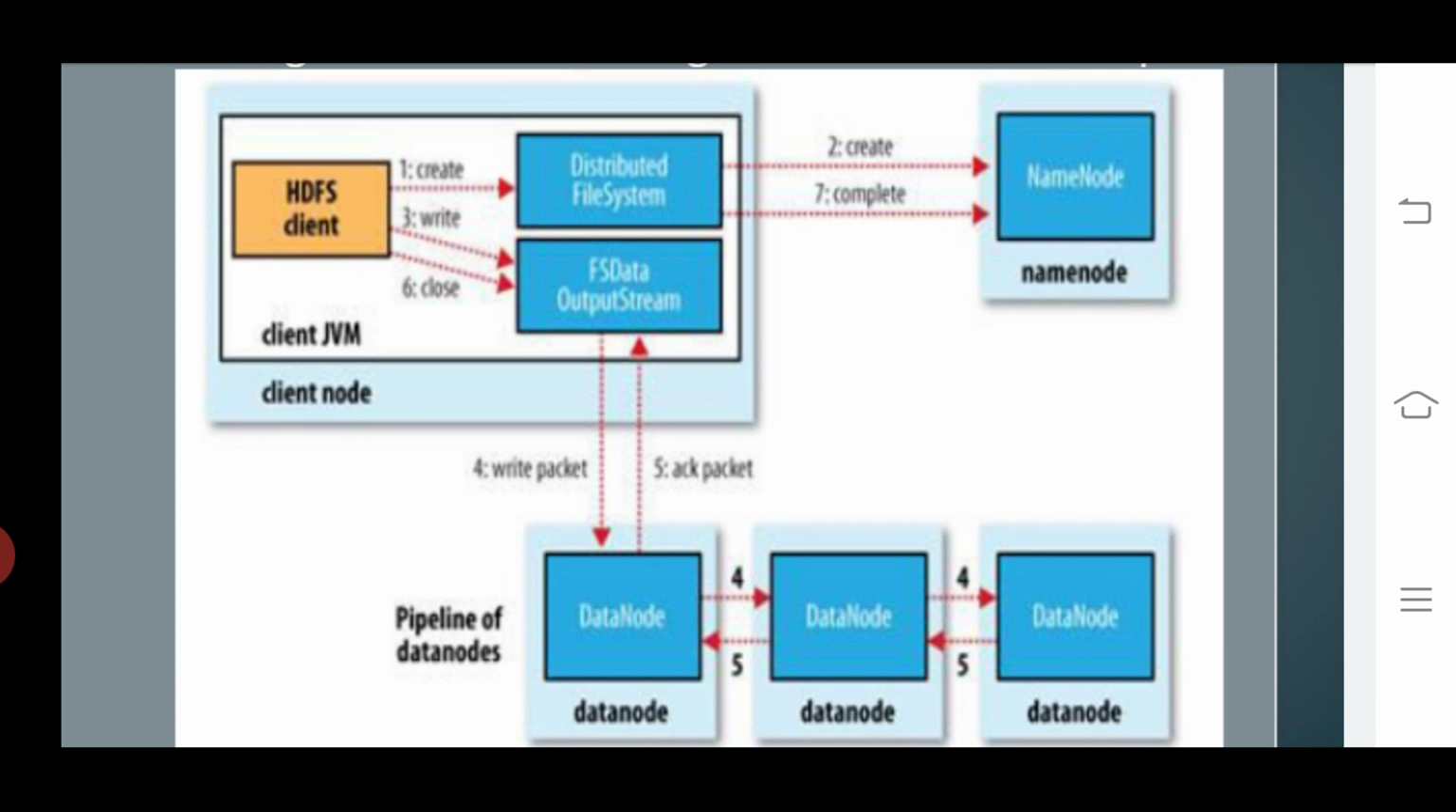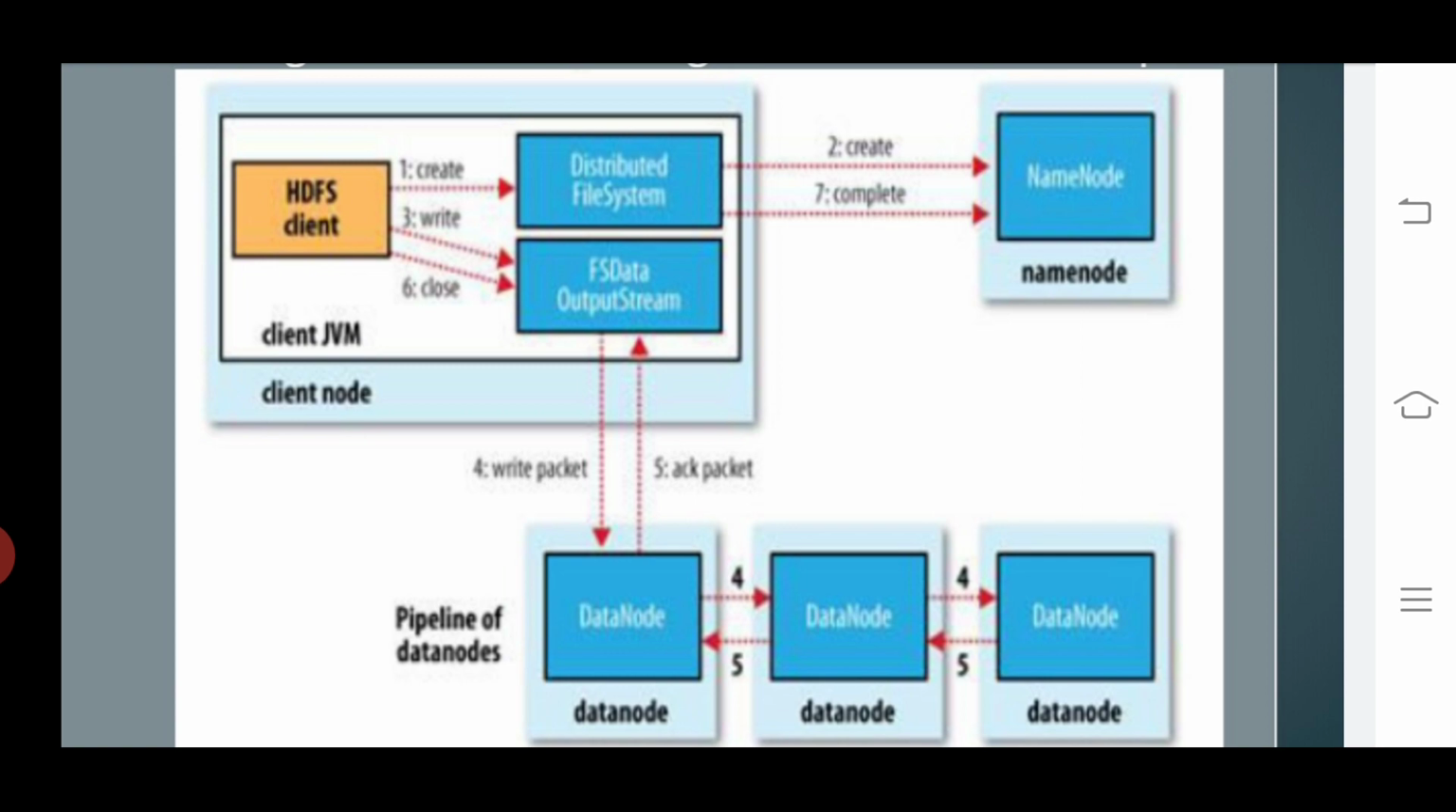And coming to the concept of step 4, write packet. Listen carefully. The list of data nodes forms a pipeline. Pipeline means the flow of data, it should be streamed. It assumes that the replication level is 3. So there are 3 nodes in the pipeline. Look at this: 1, 2, 3 data nodes.